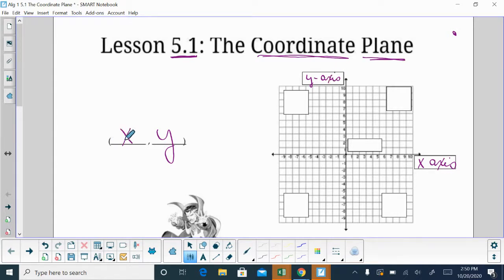And remember, with our ordered pair, if you have trouble keeping the order straight, always think about your alphabet. You've been working with that for a while. And so if you cannot remember what the order is, always go back to your alphabet, X, Y, and Z.